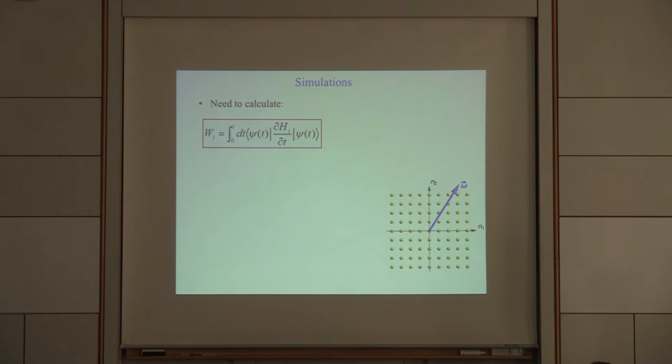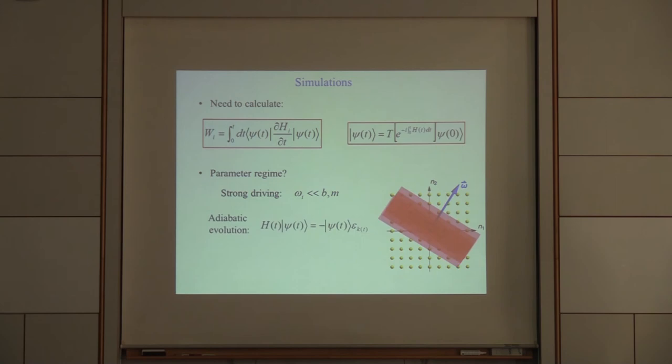Now, psi of t is, of course, the time evolved state from an initial state that's initialized into a particular state in your effective two-dimensional band structure. Now, you want to be in the limit of strong driving and slow, small frequencies. So omega should be smaller than the B and M that appear in the Hamiltonian. What this achieves is that this wave function psi will be spread over several photon numbers, right?